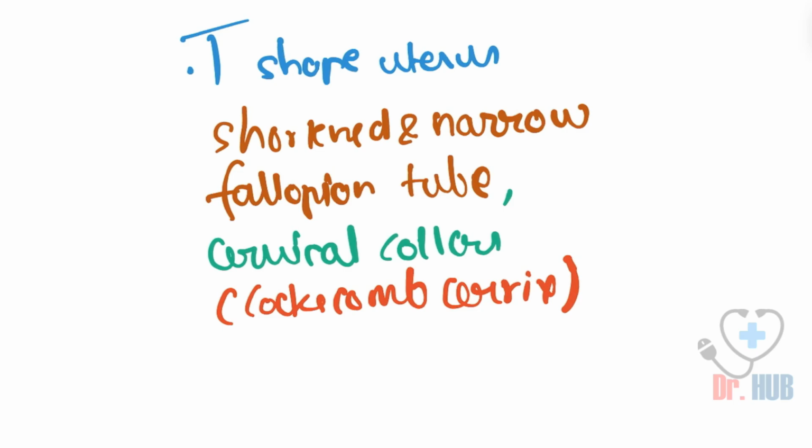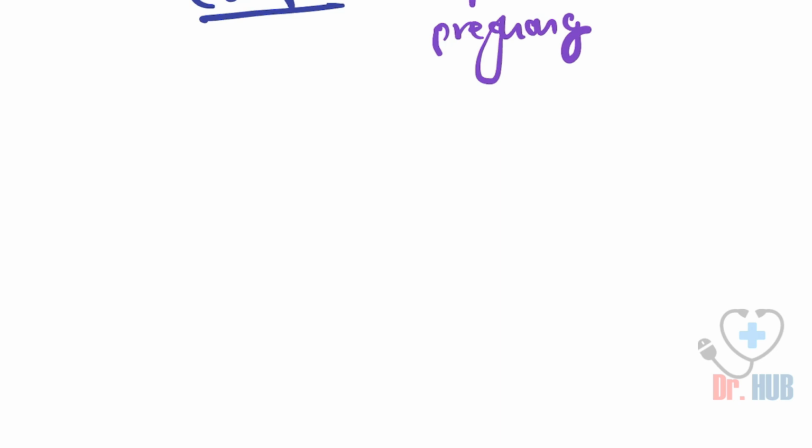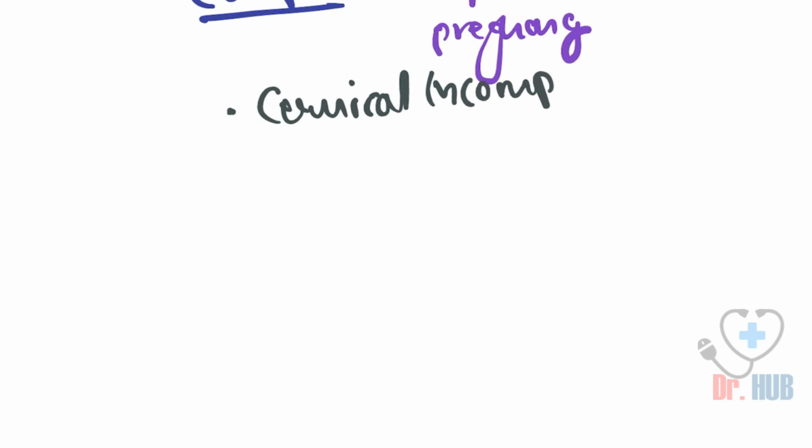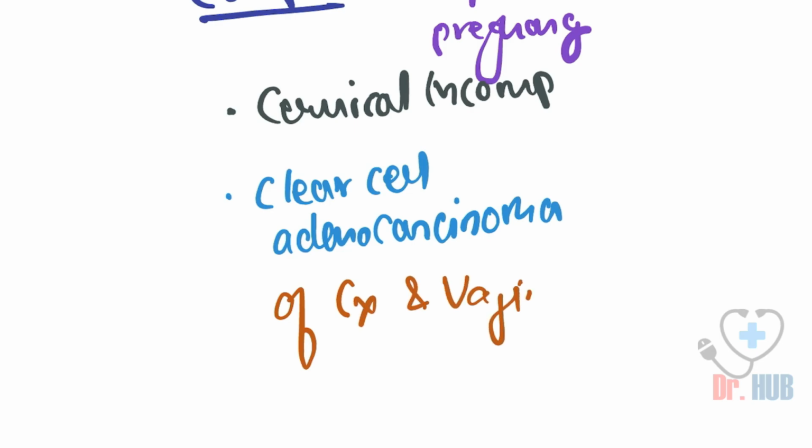So what are the complications of this? It can involve ectopic pregnancy. There is also cervical incompetence. Next, there is also clear cell adenocarcinoma, and this is of the cervix as well as the vagina.